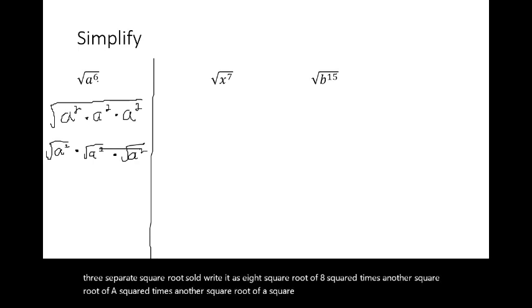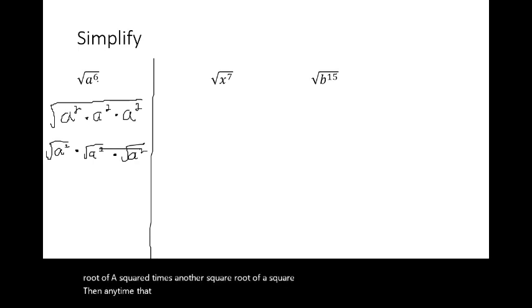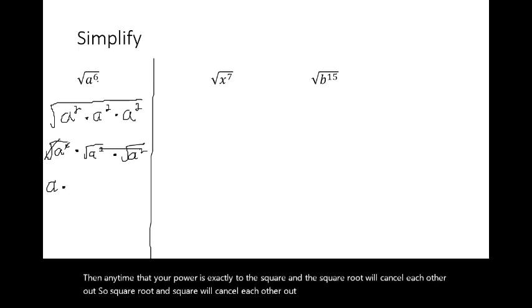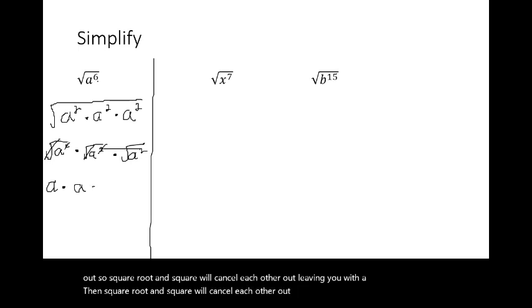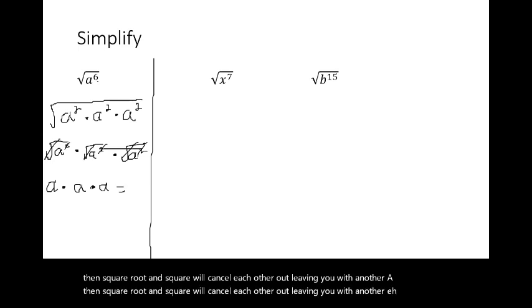Then, any time that your power is exactly 2, the square and the square root will cancel each other out. So square root and square will cancel each other out, leaving you with a. Then square root and square will cancel each other out, leaving you with another a. Then square root and square will cancel each other out, leaving you with another a. And then a times itself 3 times can be written as a to the 3rd power, and then that is going to be our final answer.